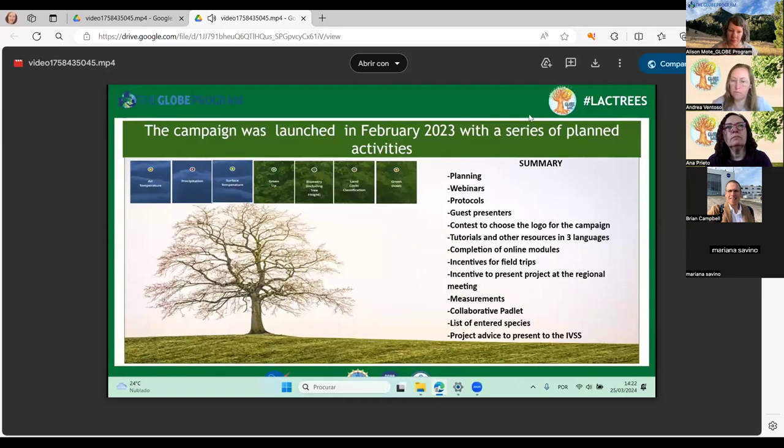We have worked collaboratively through Padlet, for example, or through Mentimeter, other platforms. And for us it was also important to have a list of the most popular tree species for the students and for teachers. And we wanted to help teachers write some research for the IBSS, and we try to do some advising around this research. Then, what were the most important protocols in the campaign during the last year?